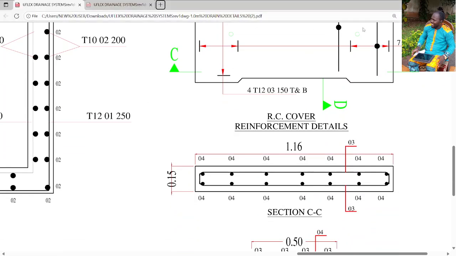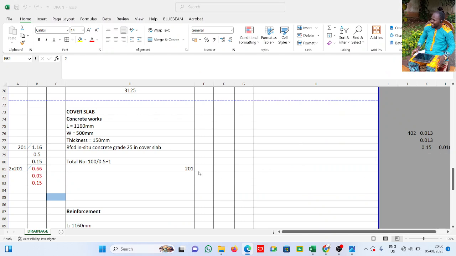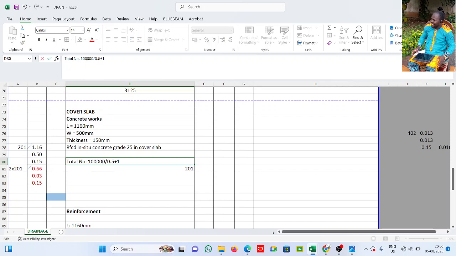So let's come over to our measurement sheet. So 1.16 by 500, thickness is 150. That's what we saw in the drawing. The concrete is grade 5. So 1.16 by 0.5 by 0.15. We'll have 201 numbers, which is what I just explained. The total number is 100 divided by 0.5 plus 1. Let me take this one to millimeters, 100,000. Your waste calculation should be in millimeters too. So I have 201 numbers.